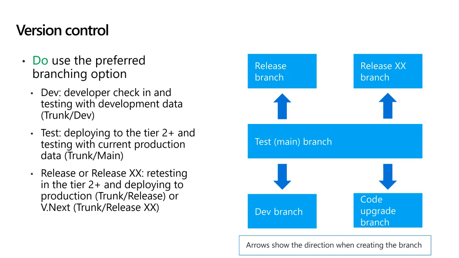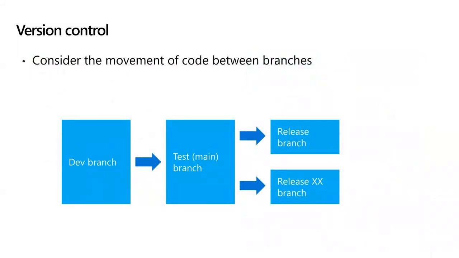In this diagram, the arrows show the direction when creating the branch, not the direction of code flow. Considering the movement of code flow between the branches, as I said, the code goes from the dev branch to the test branch, and from the test branch to the release branches.